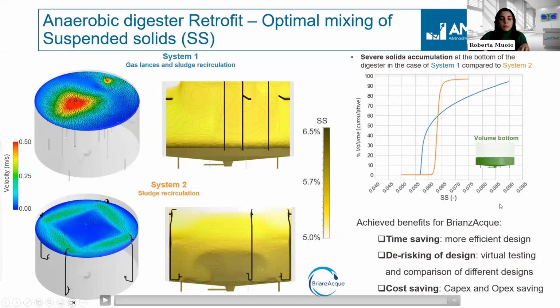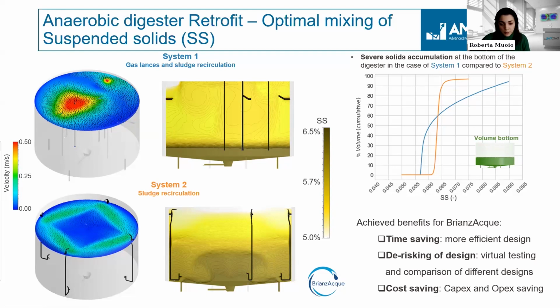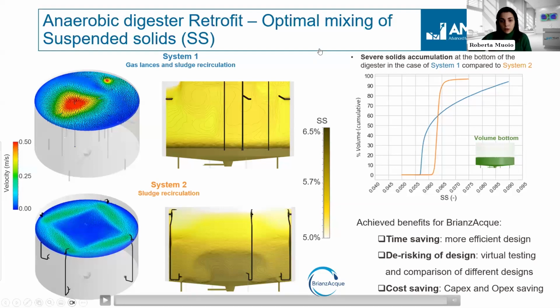And in this case, BrianzAcque could really save a lot of time in testing and in deciding which technology they should go for. So having a more efficient design in the end, and also de-risking of the design by having the possibility and the flexibility to test different configurations of sludge mixing systems. And finally, also a reduction of the cost that normally comes along with more efficient and better designs.